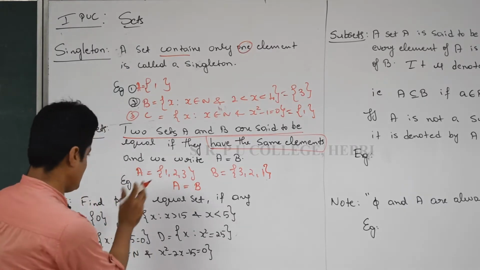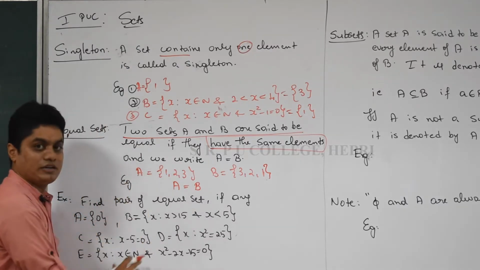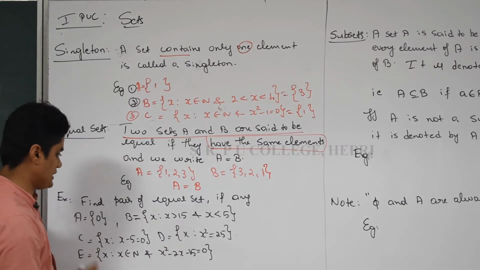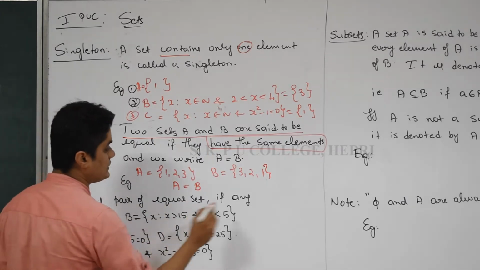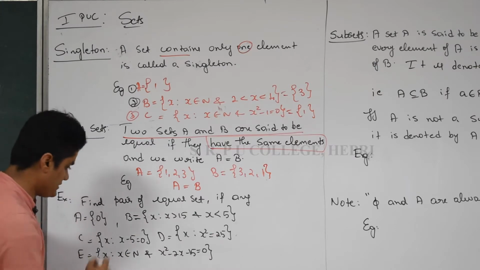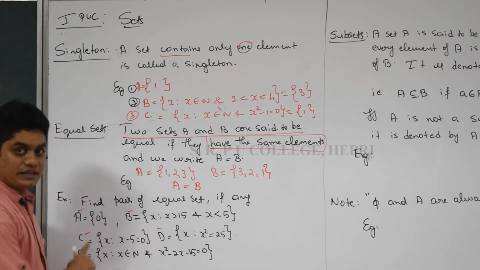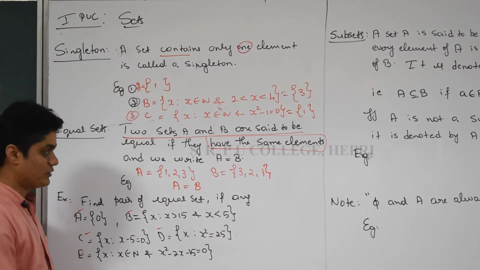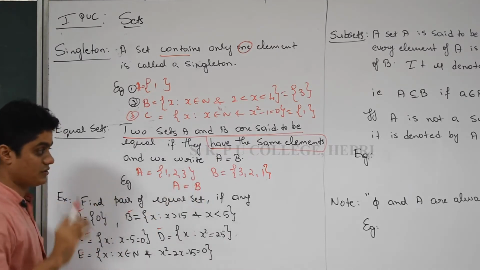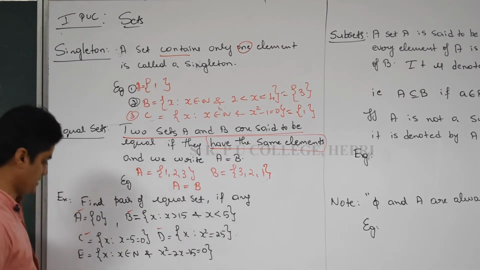Very good. So for practice, I wrote one simple problem. Observe carefully. Find the pair of equal sets, if any. How many sets are there? 1, 2, 3, 4, 5. Can you see anywhere equal sets? For equal sets, the number of elements should be the same.